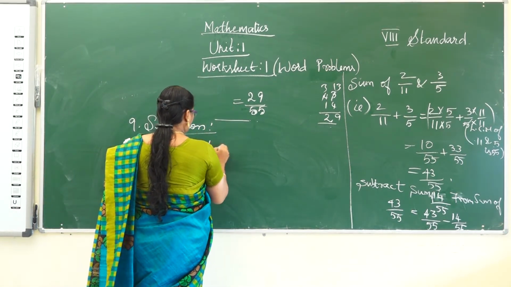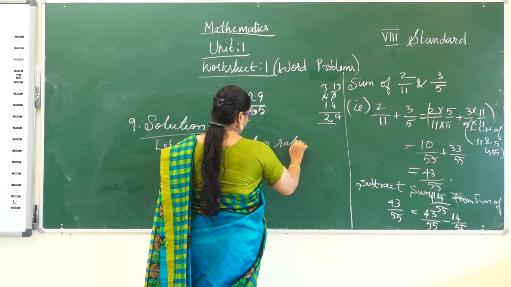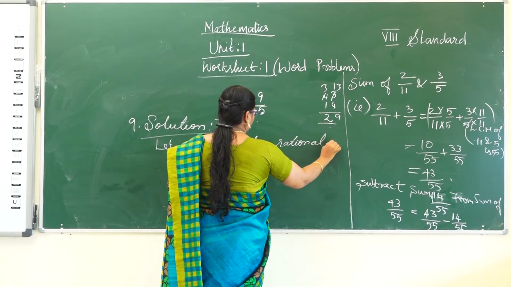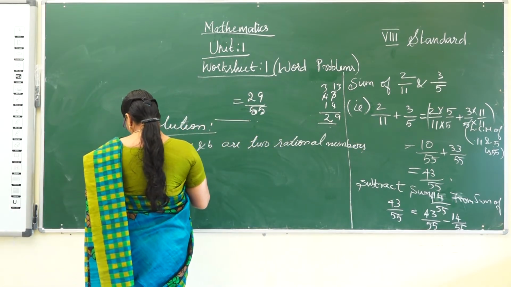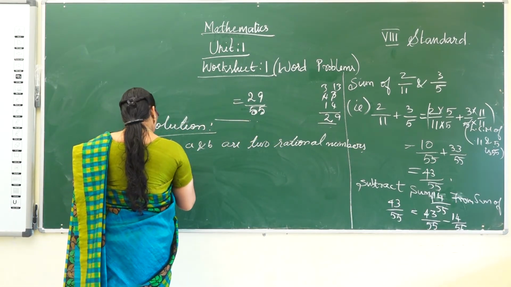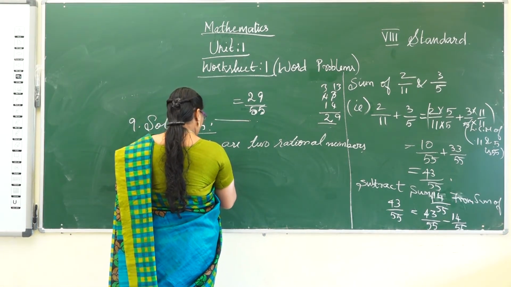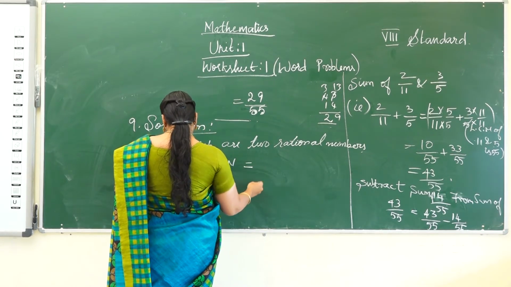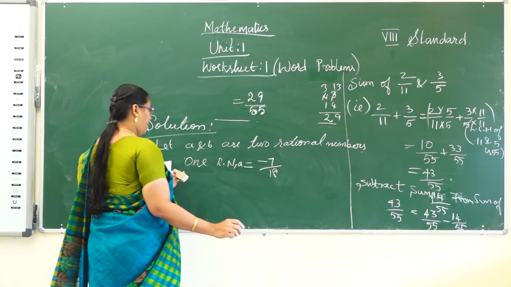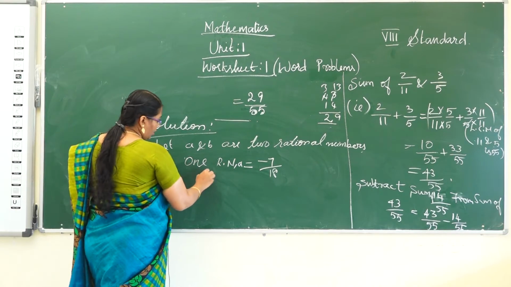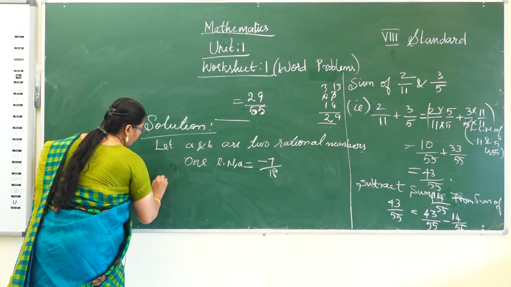A and B are two rational numbers. So one rational number is equal to minus 7 by 18. Okay, it is taken as A. So the sum of what is given? The sum of two rational numbers.